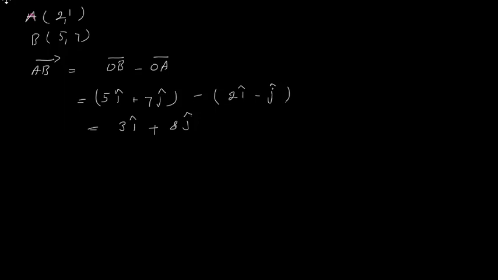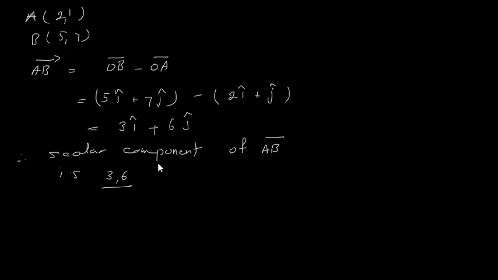7 minus 1, this is 6j. Therefore the scalar component of AB bar is 3, 6. A scalar component means you have to write only magnitudes.